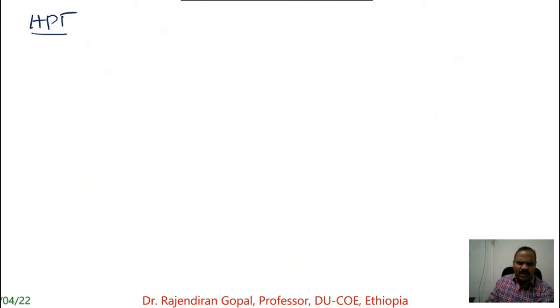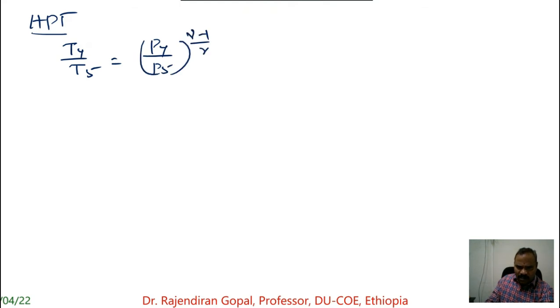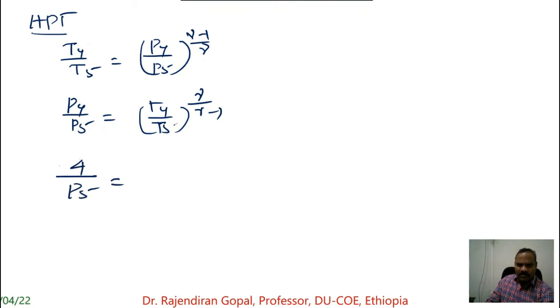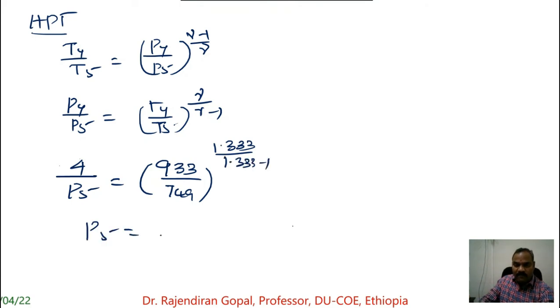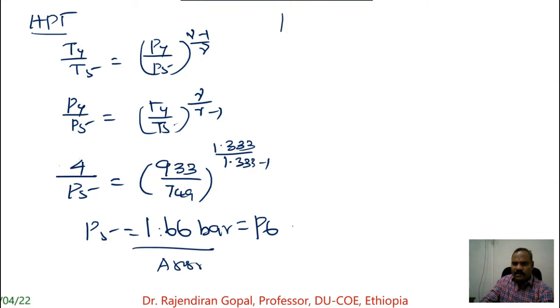Now we know that for the isentropic relation of the high pressure turbine, T4 over T5 is equal to P4 over P5 whole to the power gamma minus 1 by gamma. Then P4 by P5 is equal to T4 by T5 whole to the power gamma by gamma minus 1. P4 over P5 is equal to 933 over 749 whole to the power 1.333 over 1.333 minus 1. P5 is equal to 1.66 bar, that is equal to P6. Answer: the pressure entering the low pressure turbine.